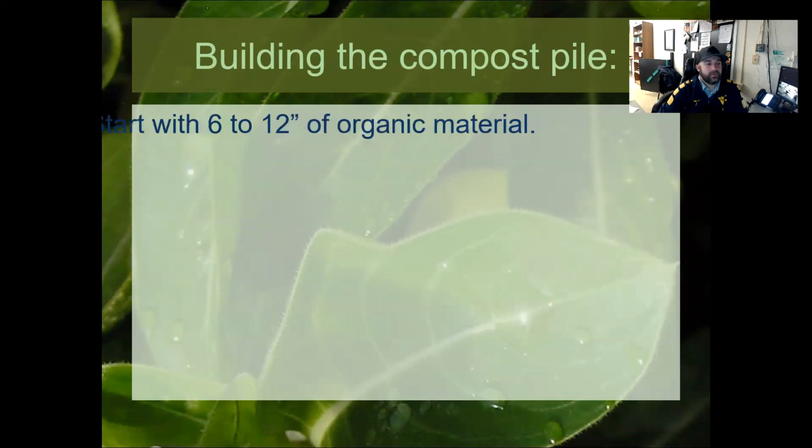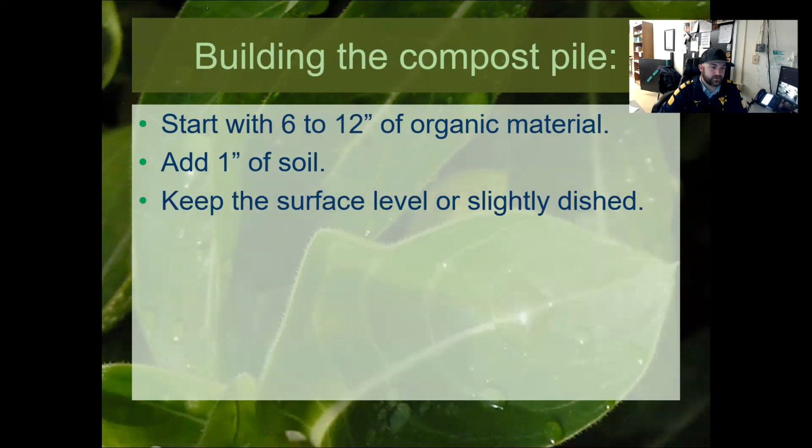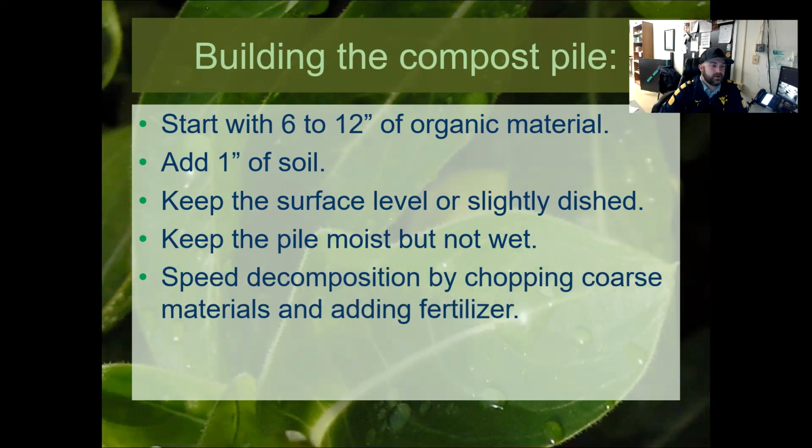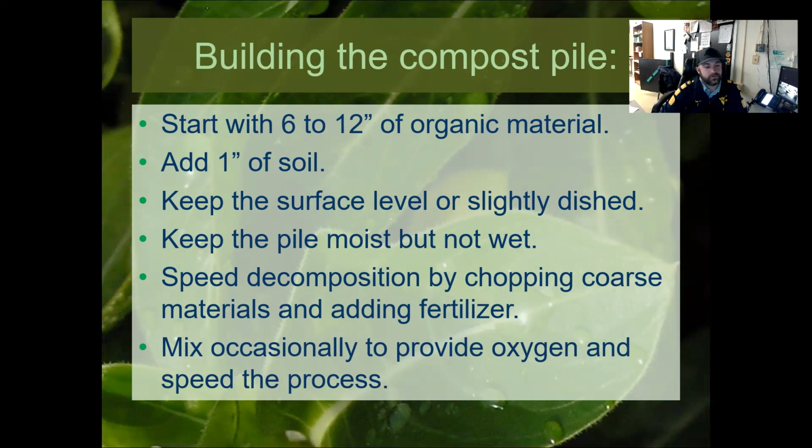So building a compost pile, you want to start with 6 to 12 inches of organic material, add 1 inch of soil, keep the surface level or slightly dished, keep the pile moist but not wet. Speed decomposition by chopping coarse materials and adding fertilizer, and then mix occasionally to provide oxygen and speed the process.